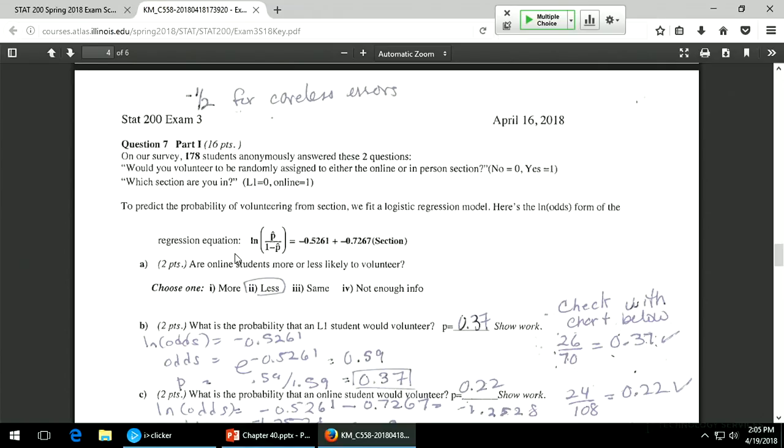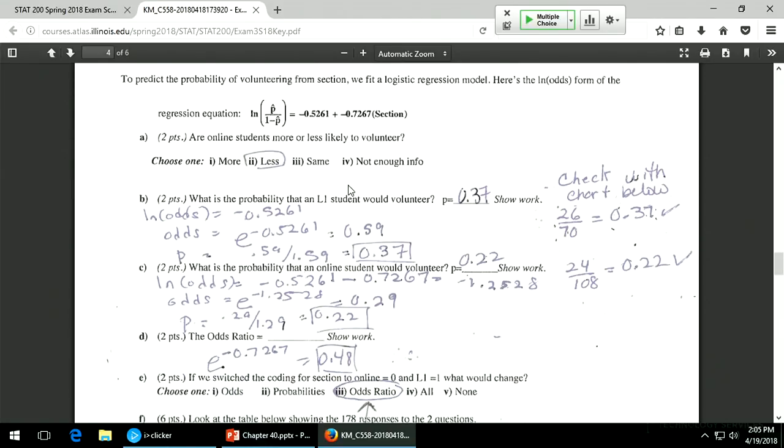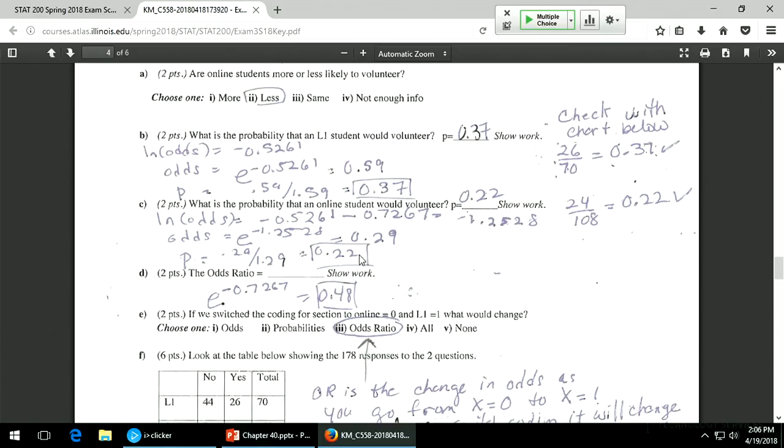So it's a difference. Here we're trying to model this. We're trying to say, okay, what are the predictors of people who would volunteer to be randomly assigned? So we started with this one, and it's clear that the online people, because we coded it this way, are ones, and because we have a negative in front of the section, that clearly says when you have a 1 there, they're going to have a lower log odds, so a lower probability of being, and everybody got that. And most people got this, very good, without the chart.